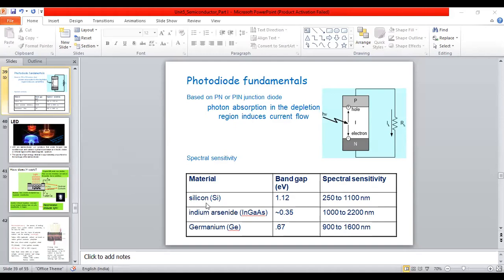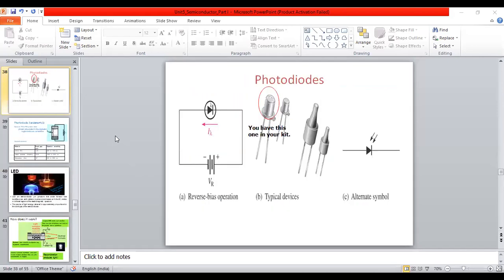Not only silicon, we also use indium arsenide, InGaAs, and germanium. Along with silicon and germanium, one more we can use is indium arsenide. Its band gap is approximately 0.35, which is very small. Band gap is the gap between P and N. So that completes the photodiode part.